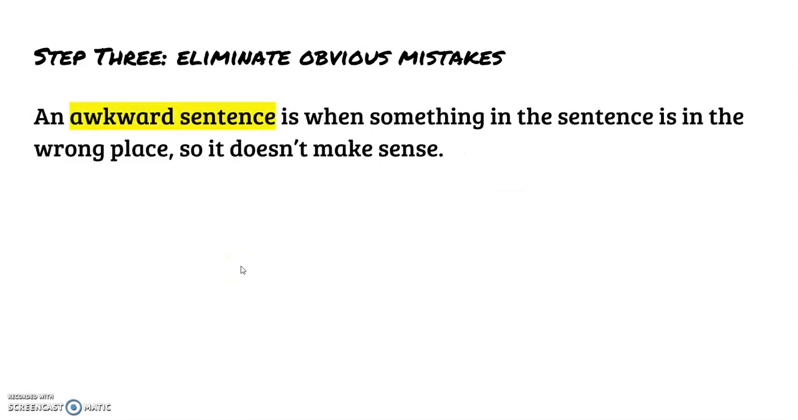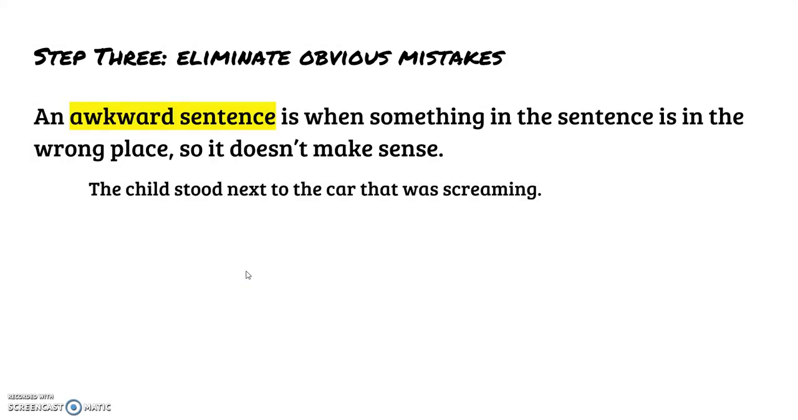An awkward sentence is when something in the sentence is in the wrong place, so the whole sentence doesn't make sense. For instance, the child stood next to the car that was screaming. I don't know about you, but if my car starts screaming, we're going to have some issues. That's not normal. Who is actually supposed to be screaming in this sentence? Why doesn't it make sense?